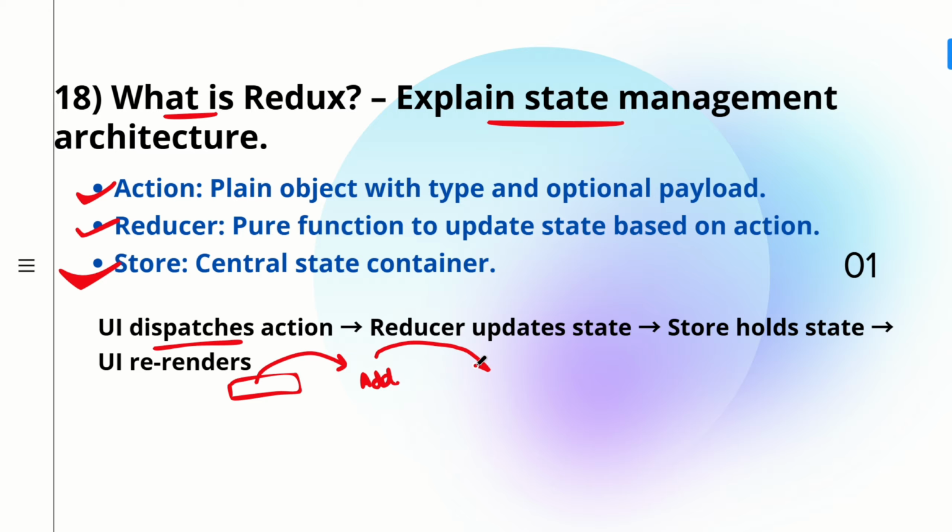Now this action is going to get checked in the reducer. Reducers are pure functions which are going to update the state based upon the action. For example, if you have a list of to-do items, it is going to check whether you have clicked on add. In case you have clicked on add, it is going to update the state. If you clicked on remove, it is going to remove some item from the entire list. So this is how reducers work.